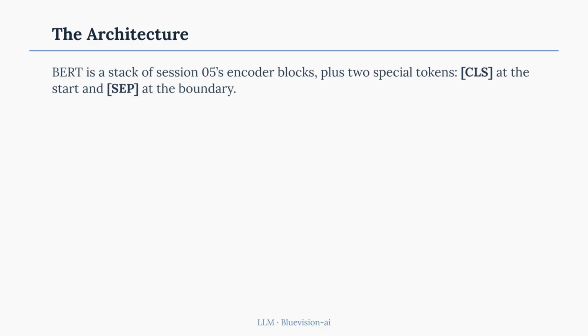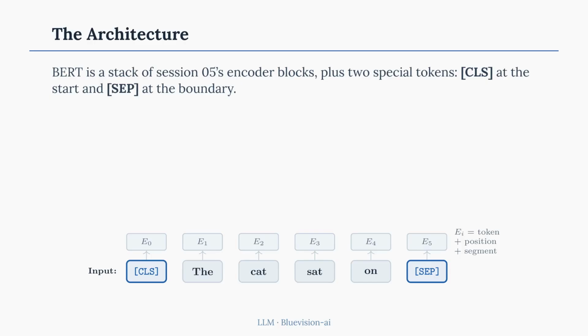The only additions are 2 special tokens and 2 model sizes. Every BERT input begins with a special CLS token, shown in blue, prepended before the first real word. At the end sits SEP, marking the sentence boundary. These tokens carry no linguistic meaning at input time. Their meaning is entirely what the model learns to put in their representations.